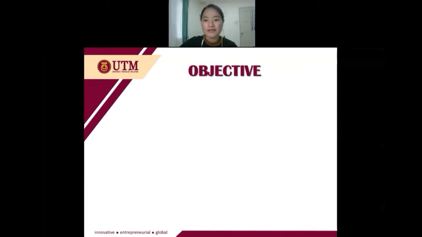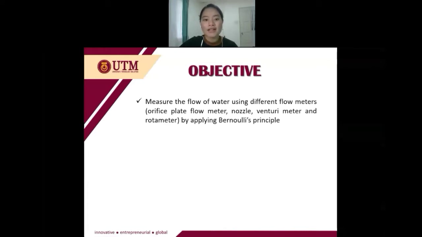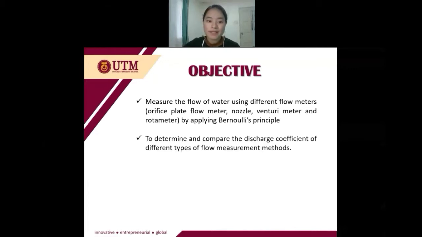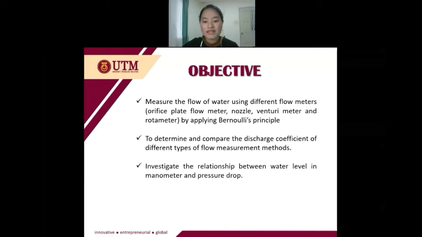Our main objectives for the second experiment are to measure the flow of water using different flow meters, which are orifice plate, flow meter, nozzle, venturi meter, and rotameter, by applying Bernoulli's principle. Next is to determine and compare the discharge coefficient of different types of flow measurement methods. Third is to investigate the relationship between water level in manometer and pressure drop. And lastly is to calibrate the flow meters.